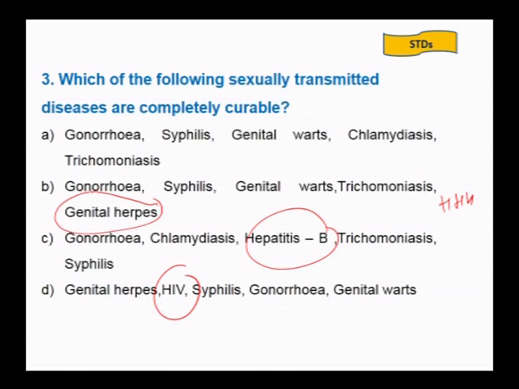So what does the question say? Which of the following sexually transmitted diseases are completely curable? So this is the right option: gonorrhea, syphilis, genital warts, chlamydiasis and trichomoniasis. These are the diseases which are completely curable. This is the right option. Therefore, A is the right option.